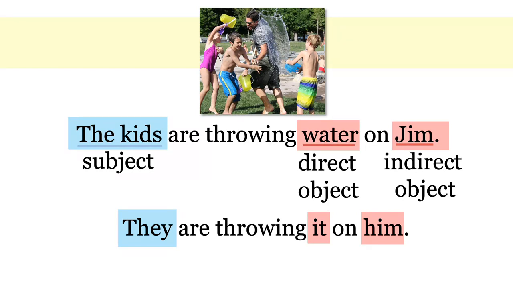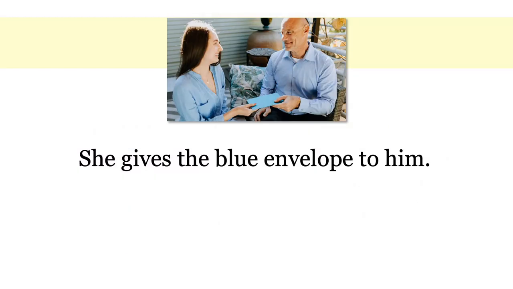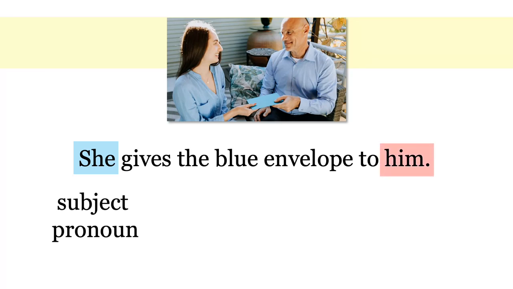Let's look at another example. She gives the blue envelope to him. In this sentence, she is the subject, and the word she is the subject pronoun. Over at the other end, him is the object pronoun because he receives the envelope. He's not doing the action, so we can't use he.